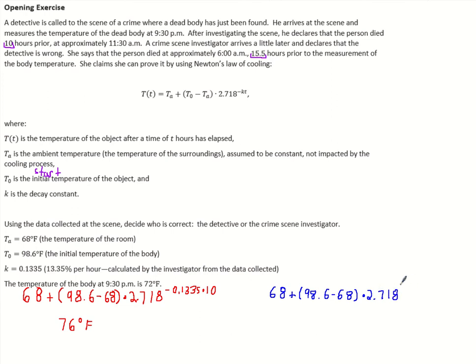2.718 raised to the negative 0.1335 times, in this case, instead of multiplying by 10, we're going to multiply by 15.5. Because our CSI investigator says, I think it was 15.5 hours, 15 and a half hours. So we need to test what 15 and a half hours is.